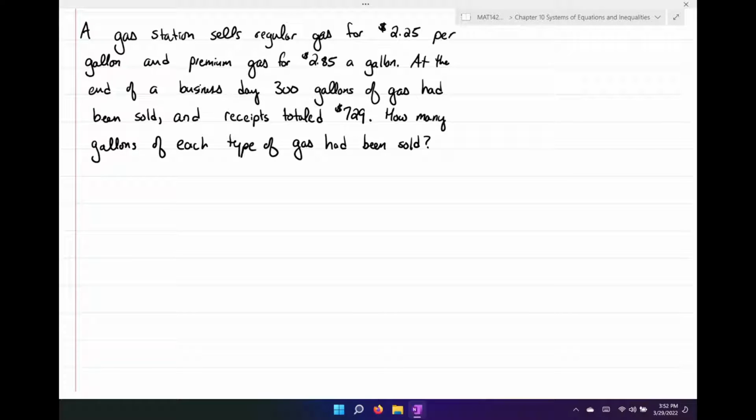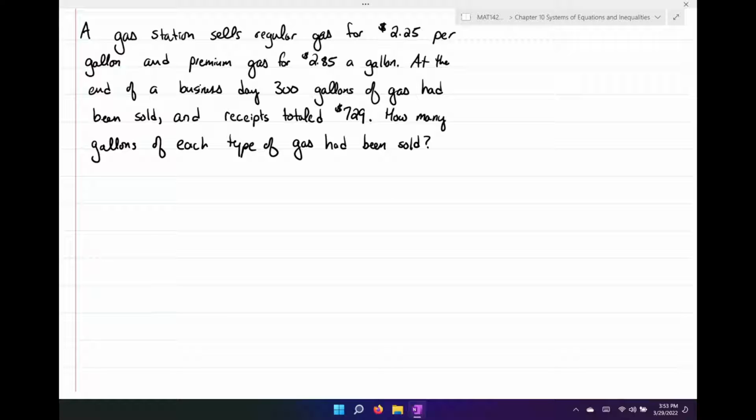A gas station sells regular gas for $2.25 per gallon and premium gas for $2.85 a gallon. At the end of a business day, 300 gallons of gas had been sold, and the receipts totaled $729. How many gallons of each type of gas had been sold? Although this is different from the previous problem, it's still a mixing problem in its truest form, because we have some of the regular gas, and then we have some of the premium gas, and the sales are mixed together for a total of $729.